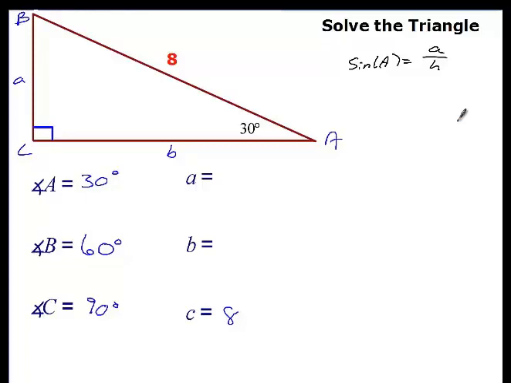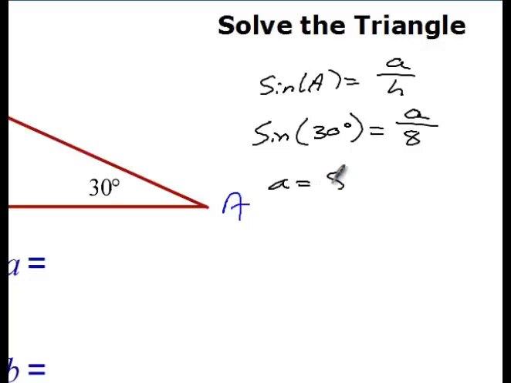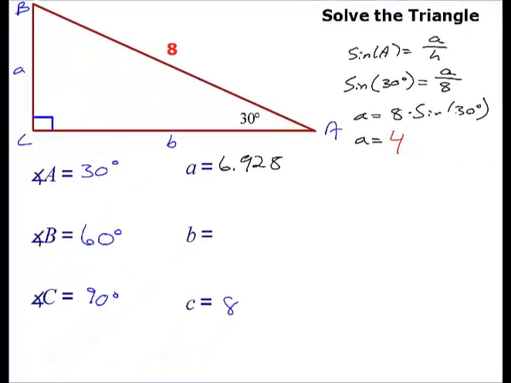Yeah? And how big is big A? 30 degrees. And how big is little a? We don't know. And how big is H? 8. So little a is equal to 8 times the sine of 30 degrees. Right, which from yesterday, it means that A is how big? That's 4. So A is equal to 4. Everybody all right with that? B is going to be the 6.928.